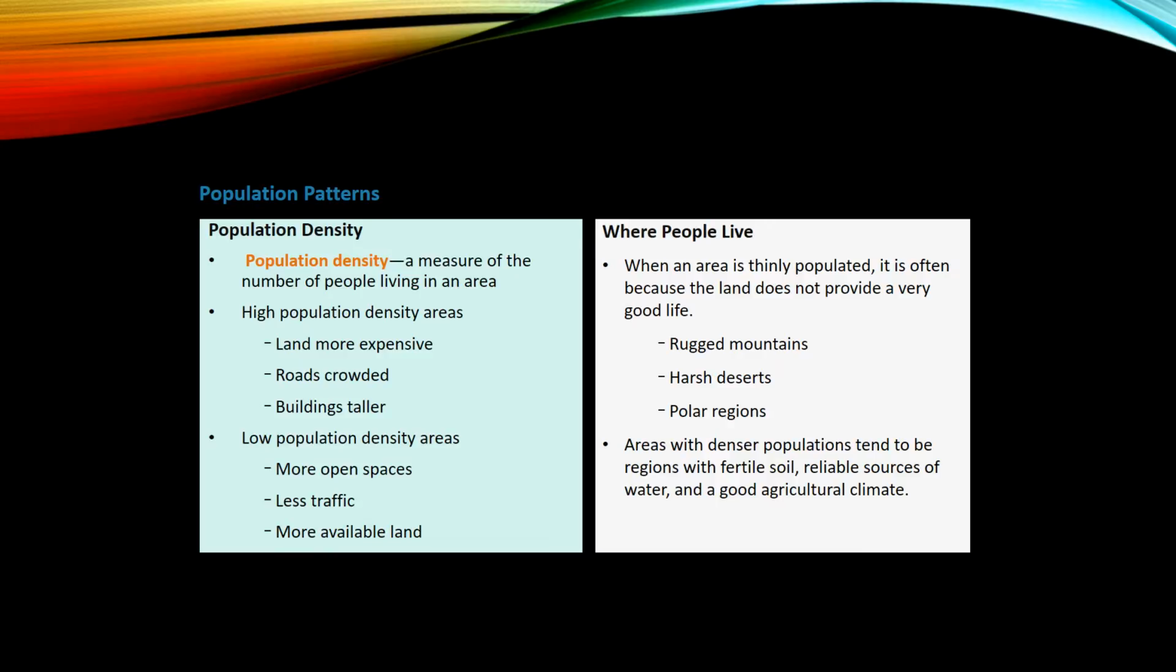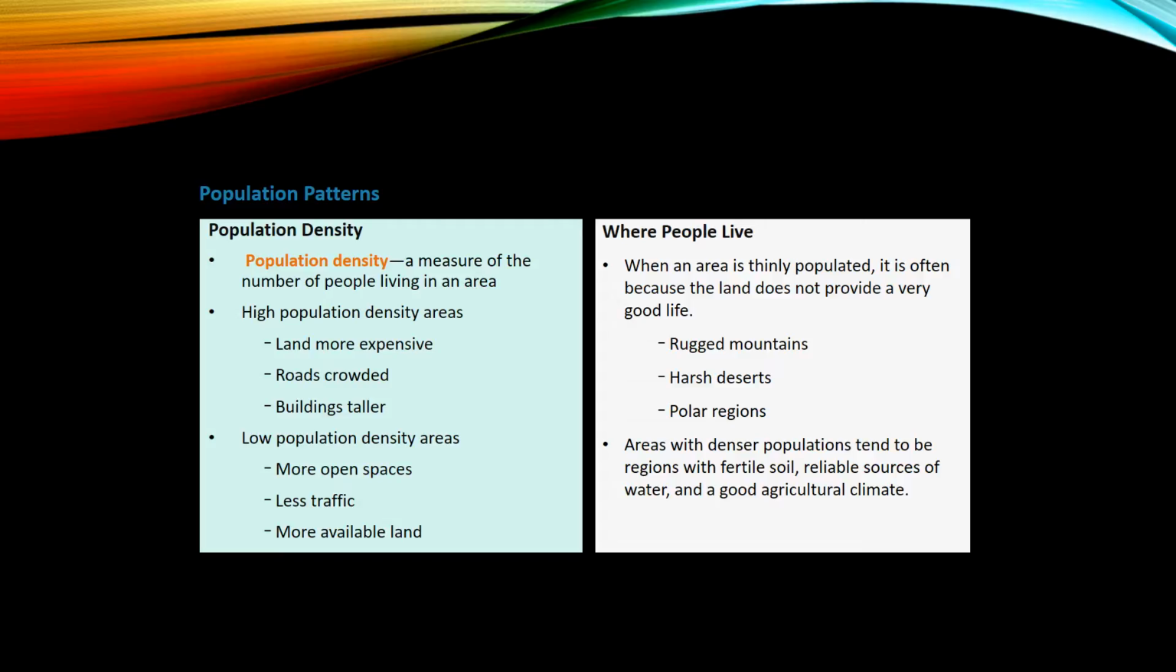So population patterns, specifically population density. Some places on Earth are really crowded with people, though others are almost empty. And one statistic that geographers use to examine populations is population density, which is a measure of the number of people living in an area. So population density is expressed as persons per square mile or square kilometer. I would remember that. Persons per square mile.